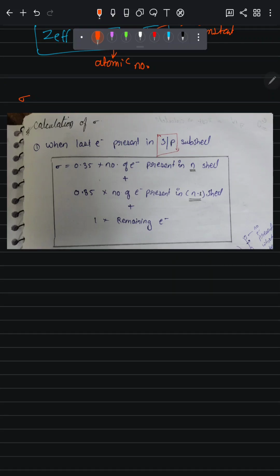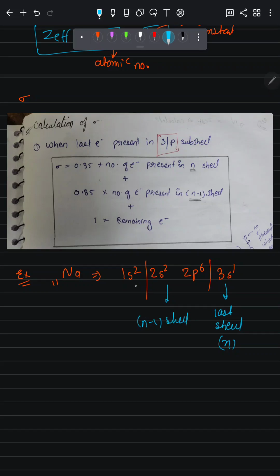If in an electronic configuration, let's take an example of sodium. It has atomic number 11, so the electronic configuration is 1s2, 2s2, 2p6, and 3s1. This is called the last shell, the n shell, and this is called the n-1 shell, and this is called the remaining electrons.